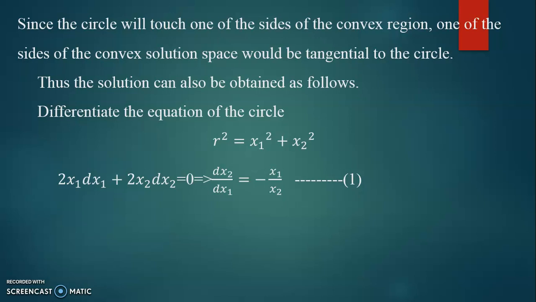Now we differentiate the equation of the circle. r square equal to x1 square plus x2 square. If we differentiate this equation, then we get 2x1 into dx1 plus 2x2 into dx2, that is equal to 0, since r square is constant. From this equation we get dx2 by dx1 is equal to minus x1 by x2.